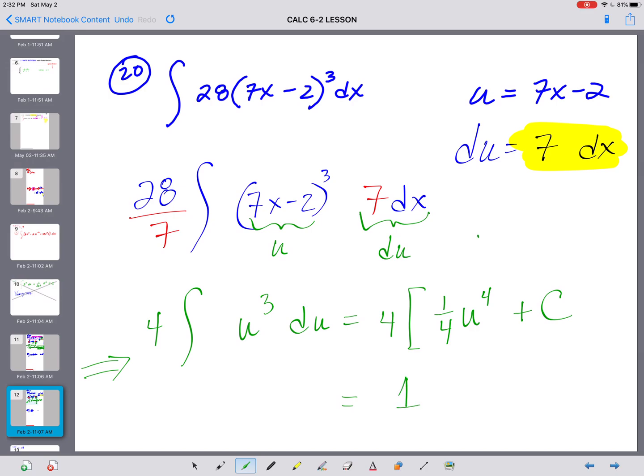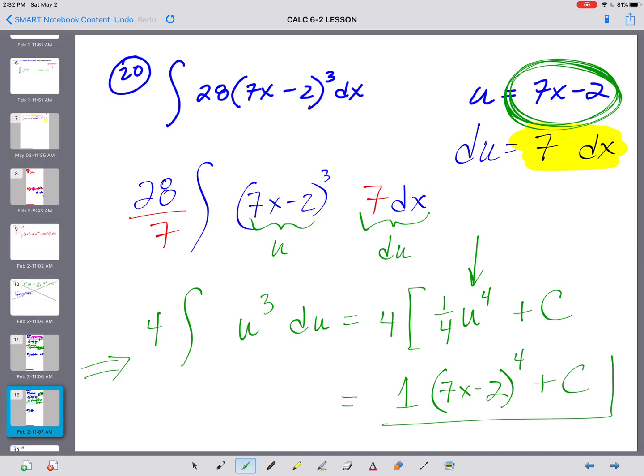Now, we don't want to leave it with u. In place of the u, what does the u equal? Yeah, 7x minus 2 raised to the fourth, plus c. There it is. That's number 20 right there. Okay, looking good.